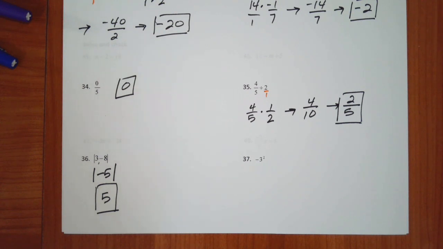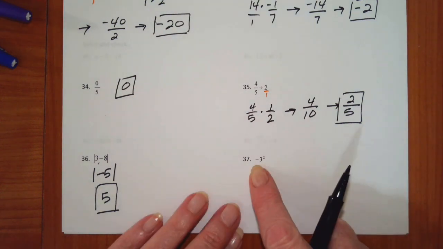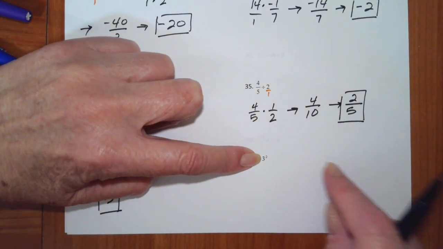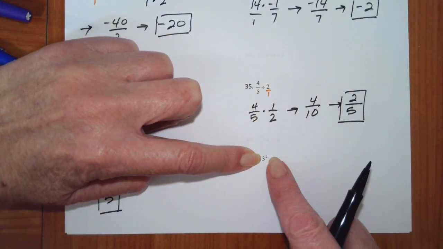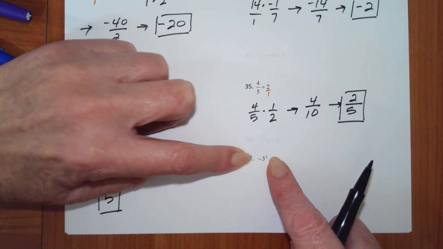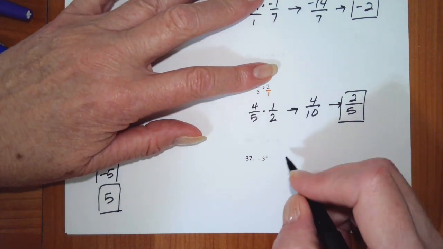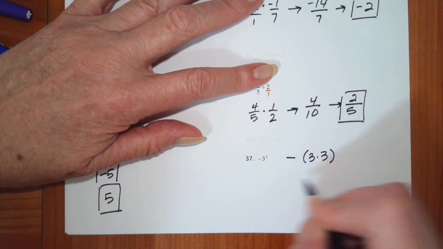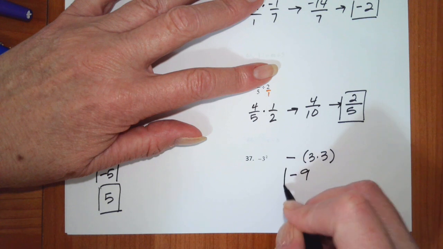On 37 and 38, I cannot emphasize this enough. If you have the negative of 3 squared, this means the opposite of 3 squared. Your order of operations means you're going to take the 3 to the second power, and then you're going to take its opposite. So this becomes the opposite of 3 times 3, which is negative 9.